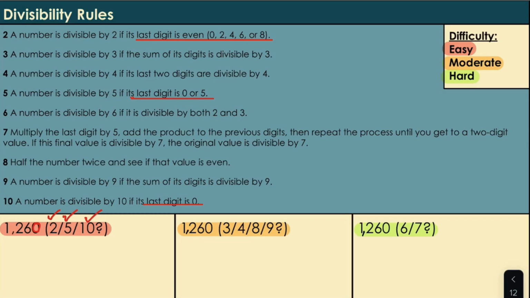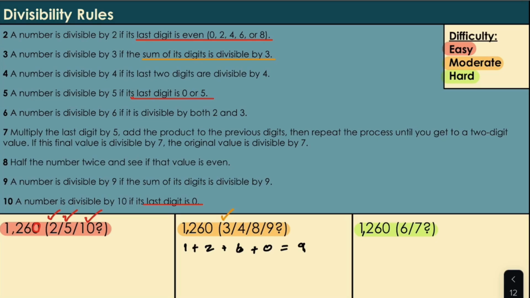What about the number 3? The sum of the digits is divisible by 3. Let's sum those digits together. We get a sum of 9. Is 9 divisible by 3? Of course. So we know 1260 is divisible by 3.